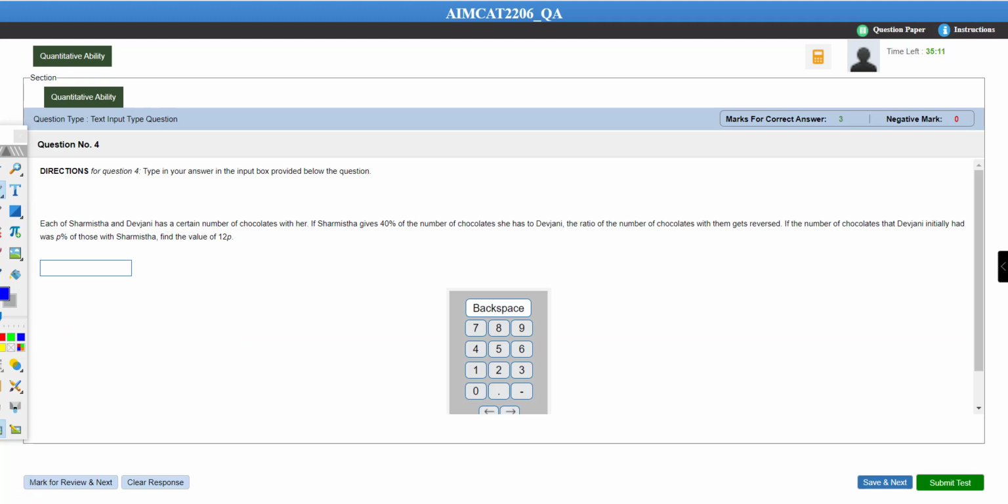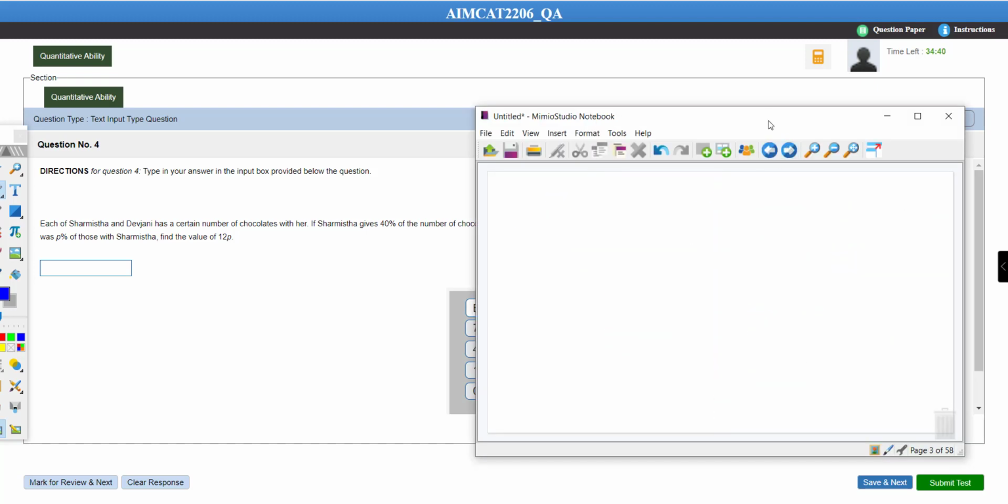Okay, this question: each of Sharmishta and Dev, each of S and D, has a certain number of chocolates. If S gives 40% of the number of chocolates she has to D, the ratio gets reversed. If the number of chocolates that D initially had was P% of S, we want to find the value of 12p. This looks easy. We'll solve this question.